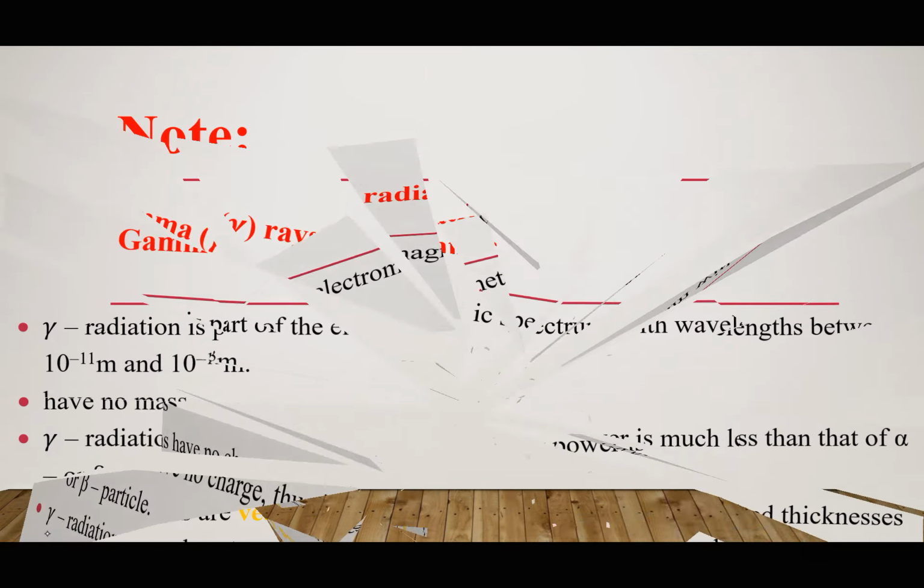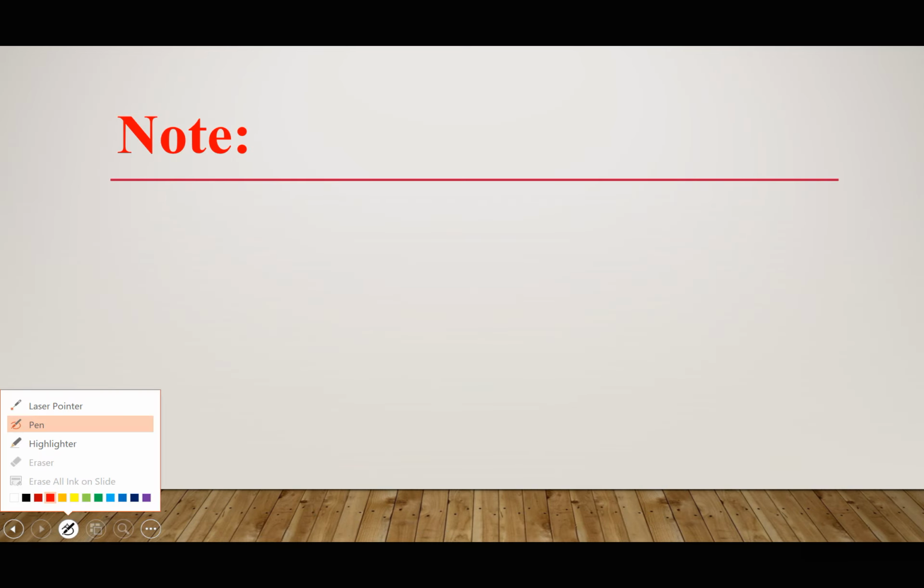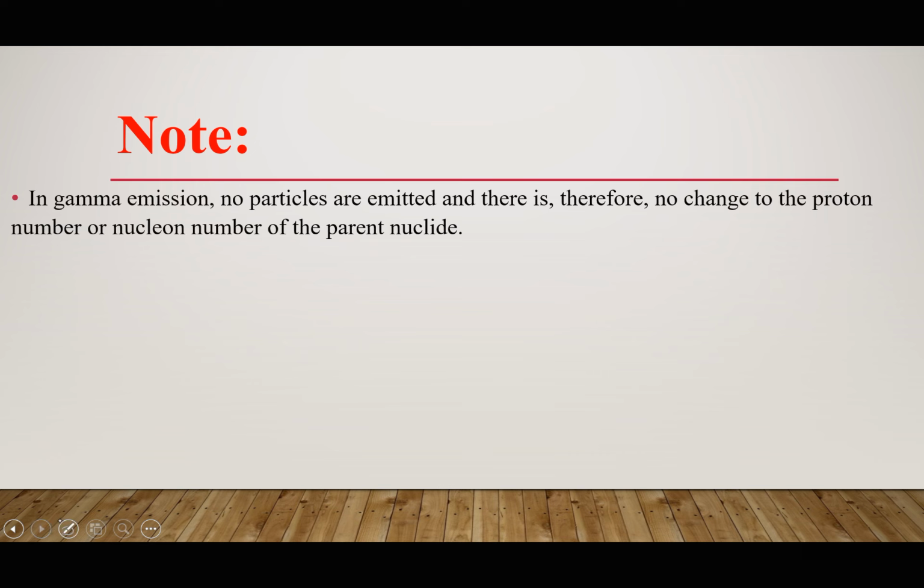A few things we need to note about gamma radiations. Number one, in gamma emission, no particles are emitted, and there is therefore no change in the proton number or nucleon number of the parent. It is just energy. A parent nucleus X, whose nucleon number is A and proton number is Z, just sheds off some energy in the form of gamma radiations to form another nucleus, say Y, whose nucleon number remains A and proton number remains Z, because gamma is just energy, so no change in mass, no change in proton number. Therefore, Y and X are still going to behave the same way.